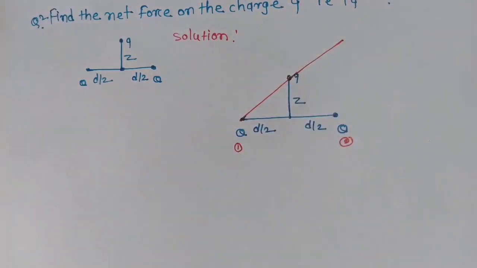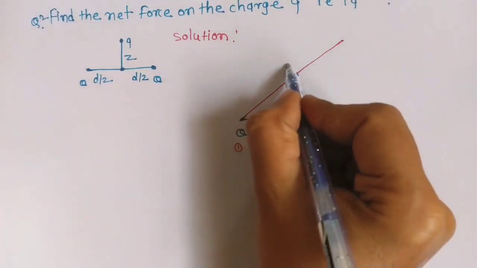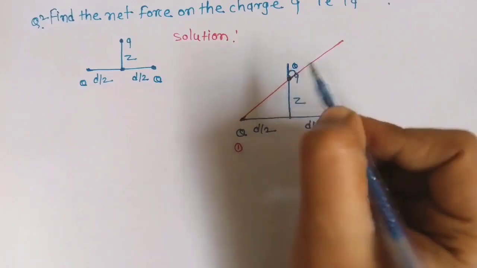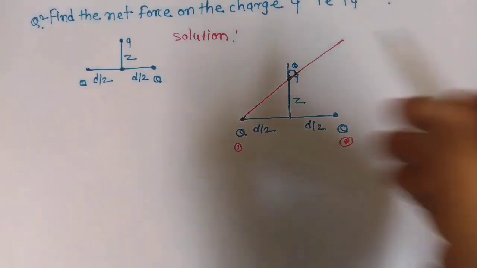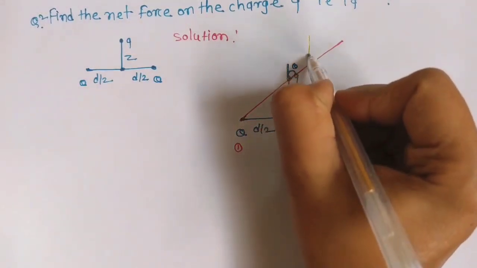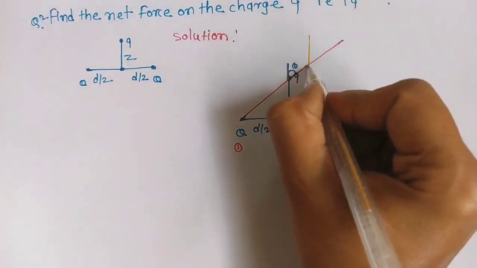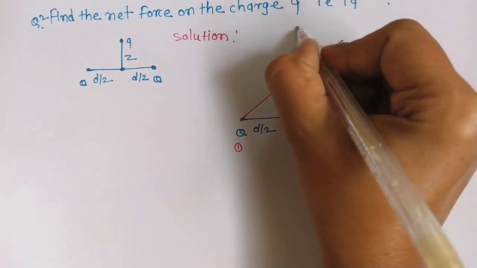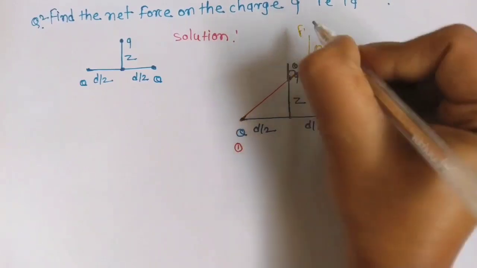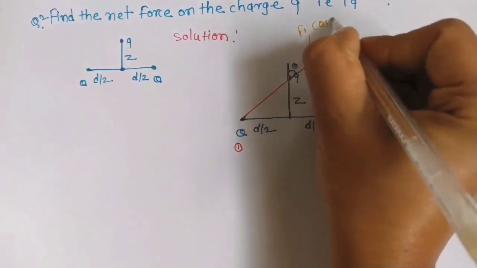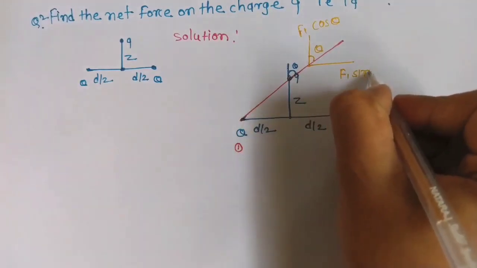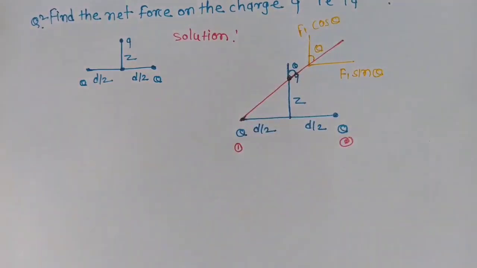Again, this force is resolved into two components. This is theta. F1 cos theta, because this is adjacent to the angle theta, and this is F1 sin theta.